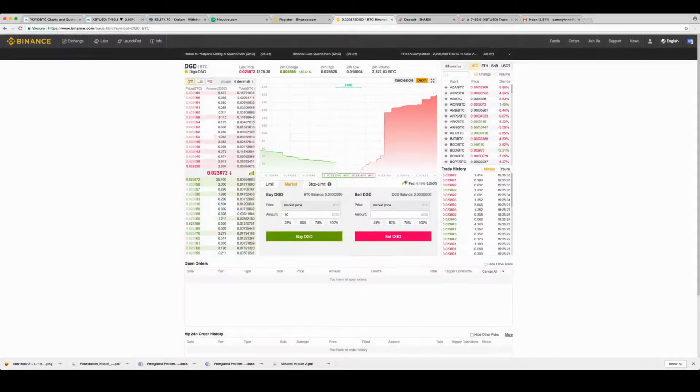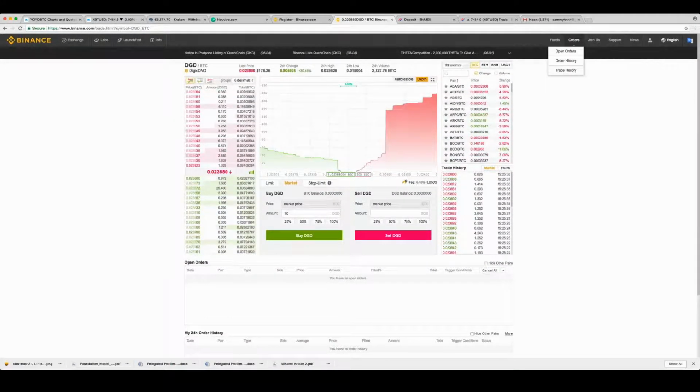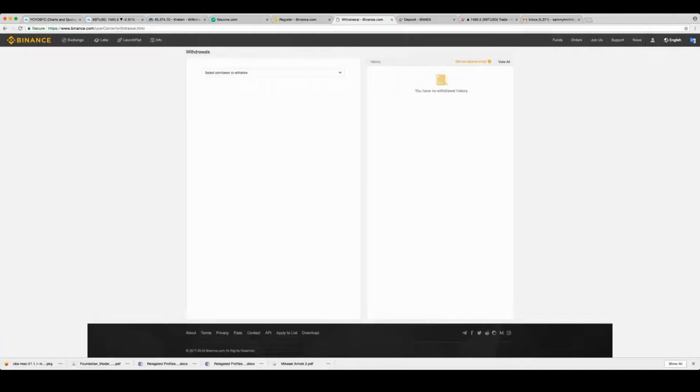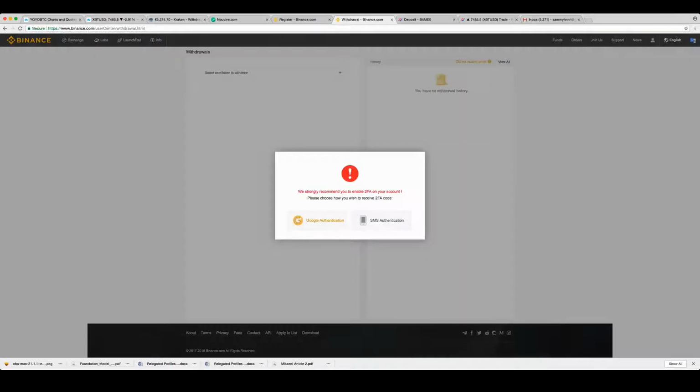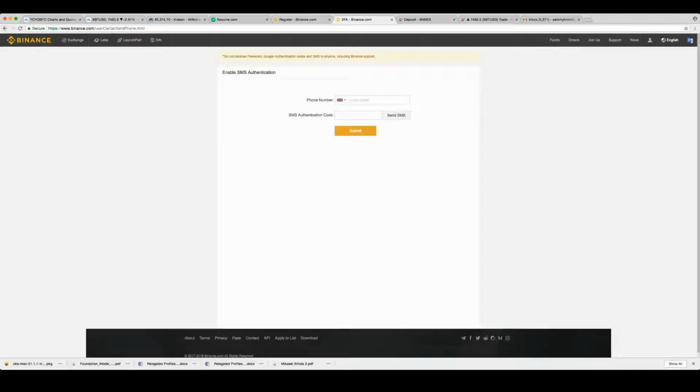So now we'll walk you through a little bit more of the website. Here's your orders, the open orders, the order history, the trade history, as well as the funds. So transaction history, withdrawals. So if you want to withdraw, you can withdraw back into your Kraken. You know now how to do it.